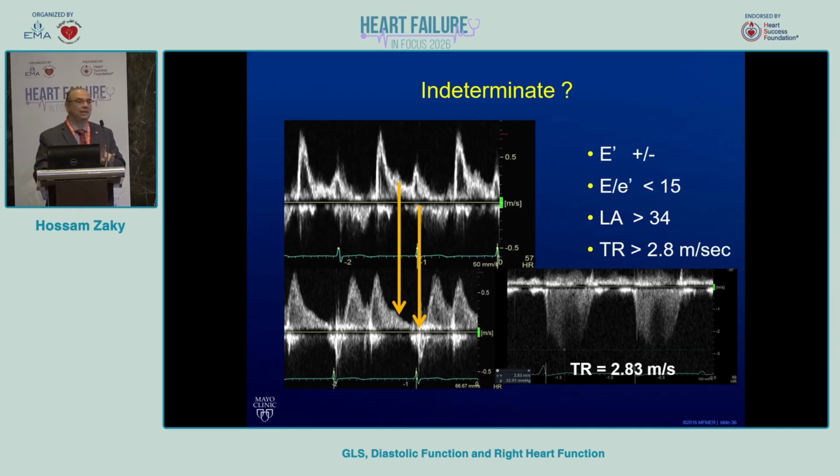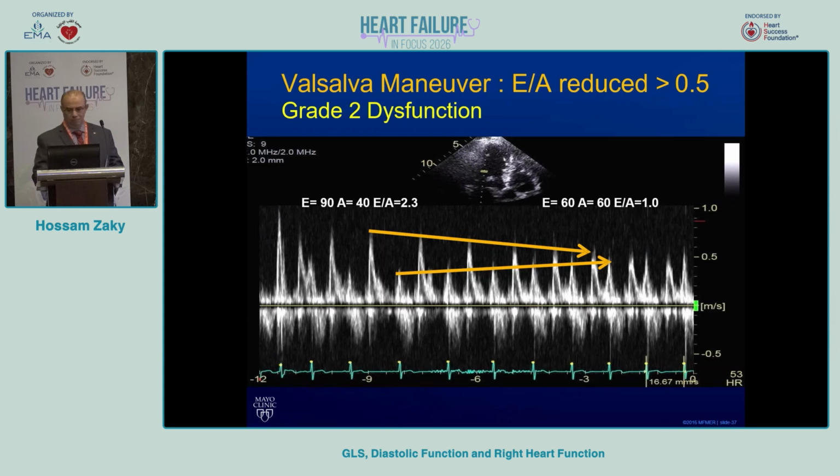So this patient is indeterminate. Use other tools, use left atrial reservoir strain, or if the patient is sick and you have the capability of a cath, then you should do a right-sided cath. Also, with this patient, we did a maneuver, the Valsalva. When we did the Valsalva, the A got longer and the E came down, so the EA ratio of 2.3 became 1. So this patient is not really having a high filling pressure.